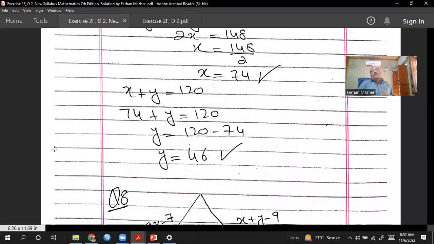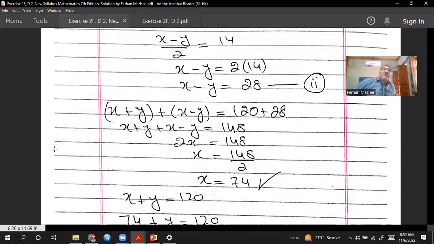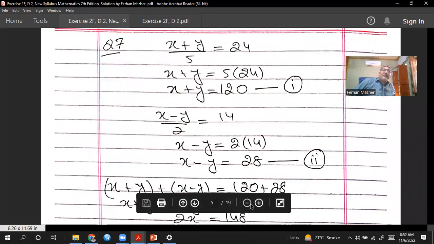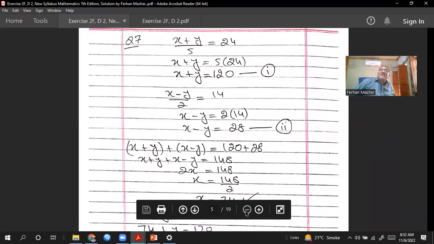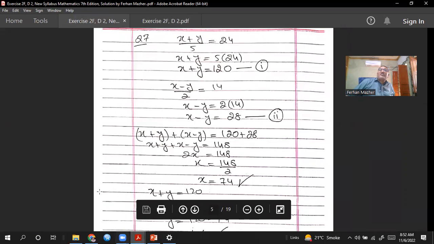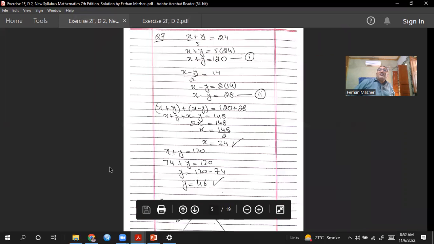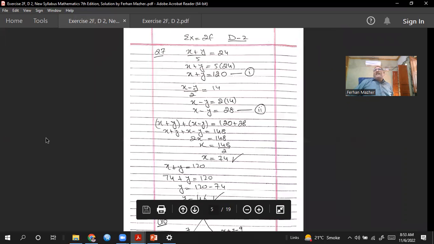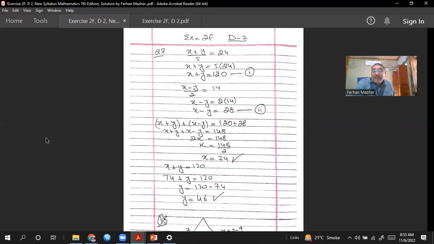So x plus y is equal to 120. In the place of x, I will substitute 74. 74 plus y is equal to 120. y is equal to 120 minus 74. So y will be equal to 46. So this is how you will do question number 7. So let me reduce the size so you can see the whole question together. So, my dear students, question number 7 is showing up on your screen, and you can pause the video and you can take your time with this question.